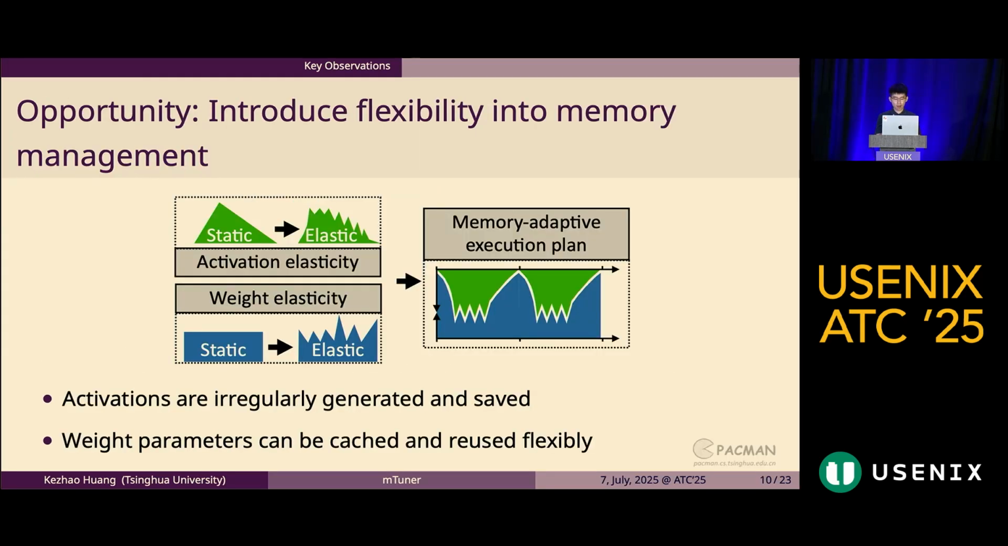Building on the previous point, the important opportunity is that we have introduced flexibility into memory management. Since activations are generated and saved irregularly, while weight parameters can be cached and reused flexibly, we can decouple the memory patterns and adaptively control how tensors use memory over time, so that we can balance the life of activation and weights. This flexible memory management is key to improving efficiency, reducing communication overhead, and enabling larger batch sizes or models.